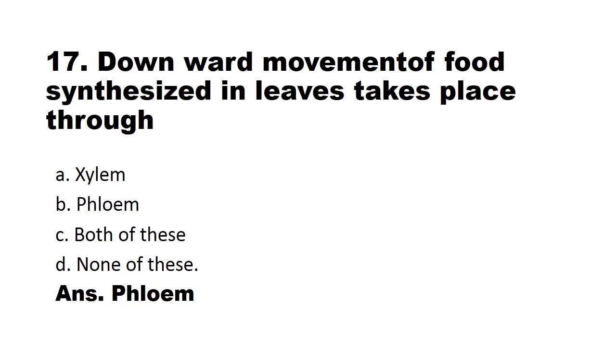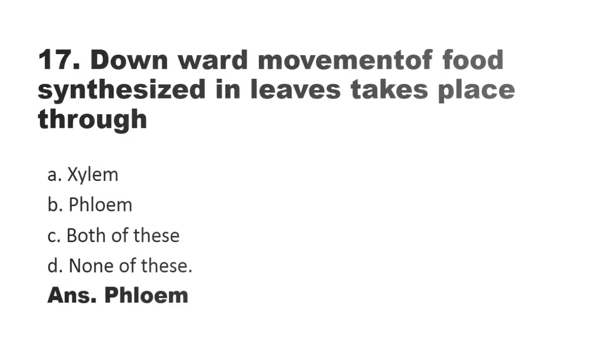Question number 17. Downward movement of food synthesized in leaves takes place through? And the right answer is phloem, which is shown on screen. Food is synthesized in leaves, and all of the plant parts need food for their growth and development, and leaves transfer the food to every part by phloem tissue.